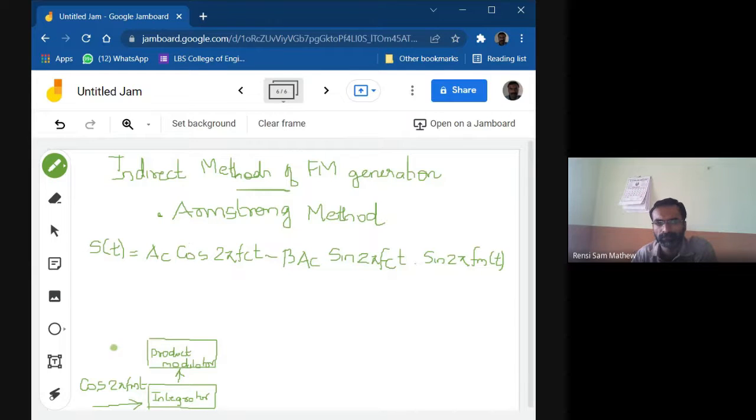So one input to the product modulator is our signal. And what is the second? Let me review. This is a 90-degree phase shift. And we are going to generate the carrier.